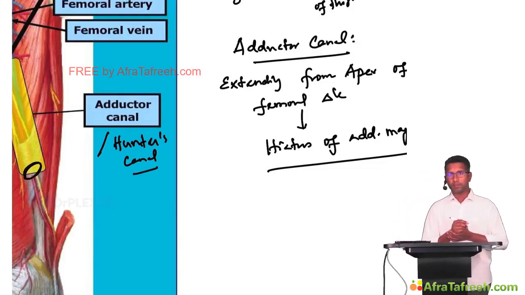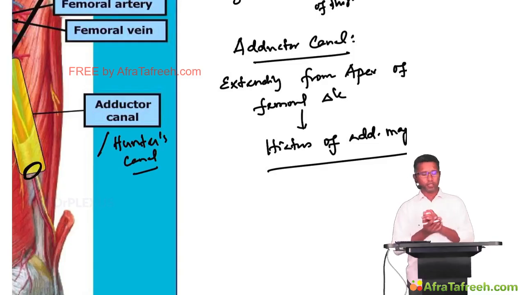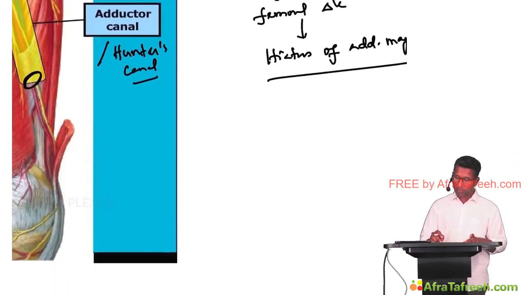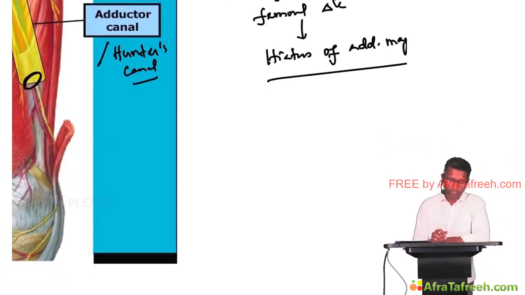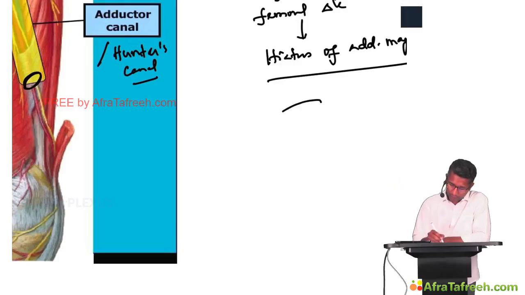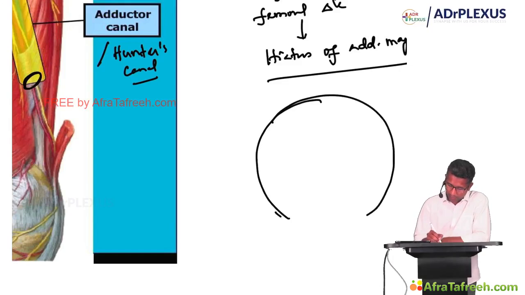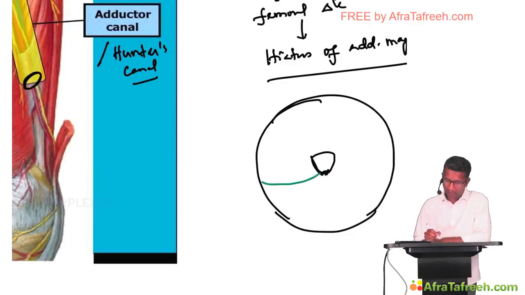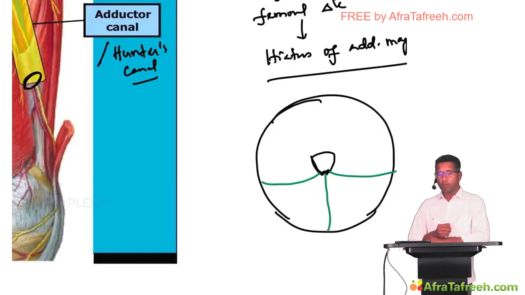Now, what are the exact boundaries of this adductor canal? To understand the boundaries clearly, it is better to make a cross section. I am not going to draw all the layers, just go directly to the bone. So this is the femur bone. You get a thickening in the posterior aspect, that is the linea aspera, and you get the septums here. This is the lateral intramuscular septum, this is the medial intramuscular septum, and this is the posterior intramuscular septum.